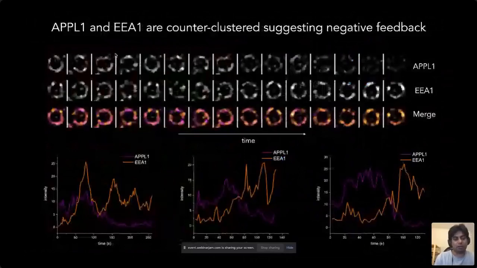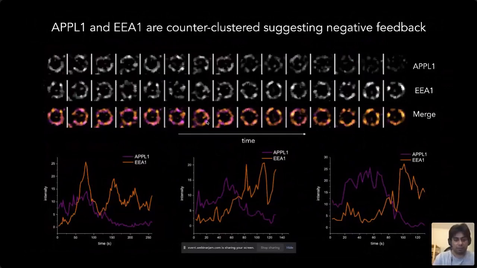If you look at the co-localization between APPL1 and EEA1 on the same endosome, we find that they are counter-clustered, so they don't co-localize at all, but the APPL1 is present where EEA1 is not, and vice versa. Now, if you look at the time characteristics of the EEA1 endosome, which is undergoing a conversion, you can see that the APPL1 signal decreases, but the EEA1 signal increases, but it increases in a manner which points towards clustering and very strange oscillatory behavior.